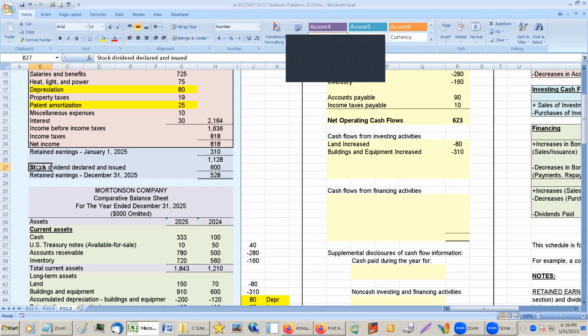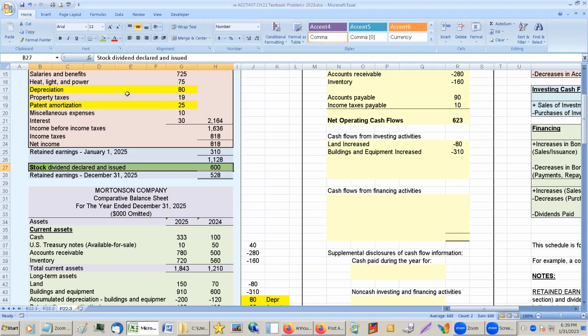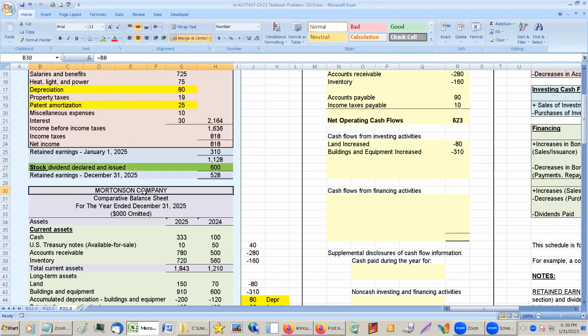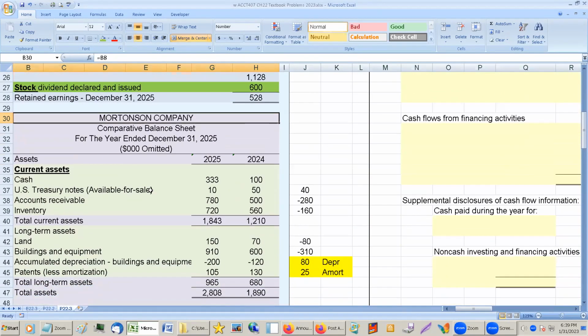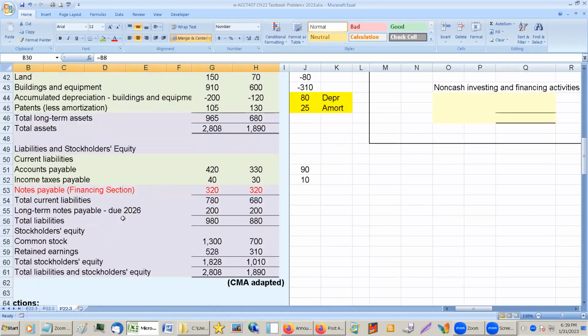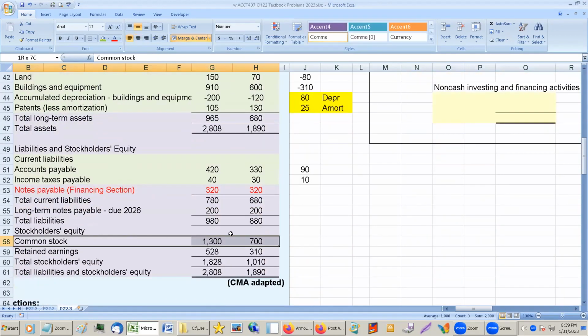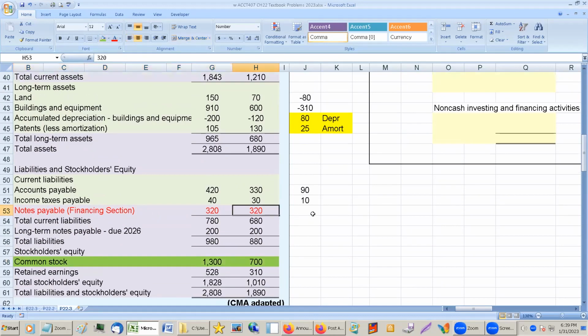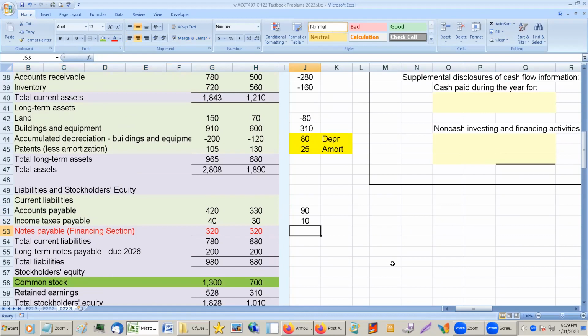So the stock dividend, and let's make that green. Kind of far away. When you come down here to the common stock, you'll see that comes into play. So let's take a look at the stuff that's going to go on in the financing.